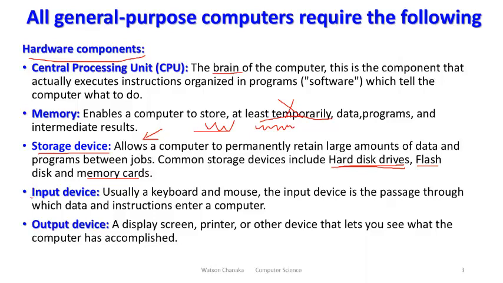Then we also have input devices, which are very, very important. Input devices are used to enter data inside the computer. I want to type, I'm going to use a keyboard. I want to give a computer instructions, I'm going to double click to open a document. I'm going to use a mouse. So a mouse is an input device which is used to give instructions to the computer, whereas the keyboard is an input device which is used to enter data inside the computer.